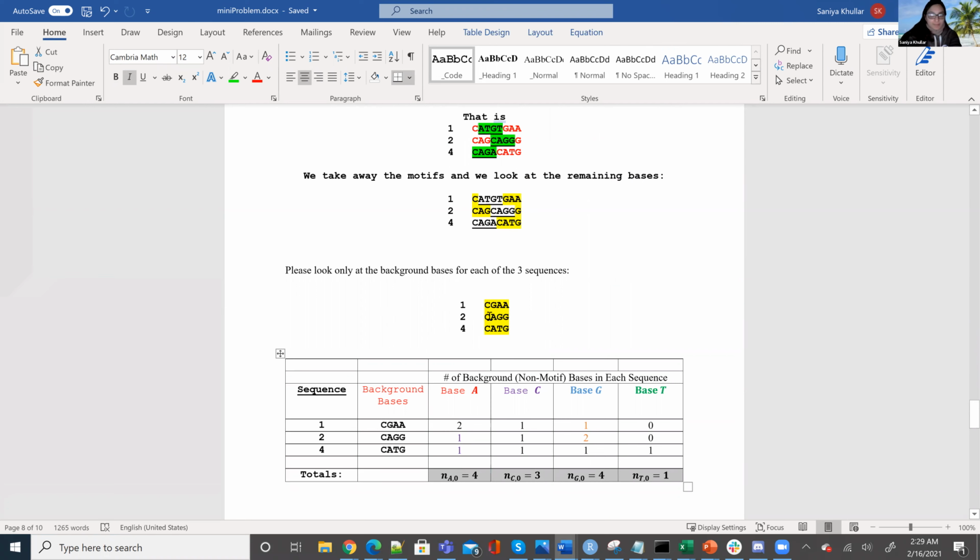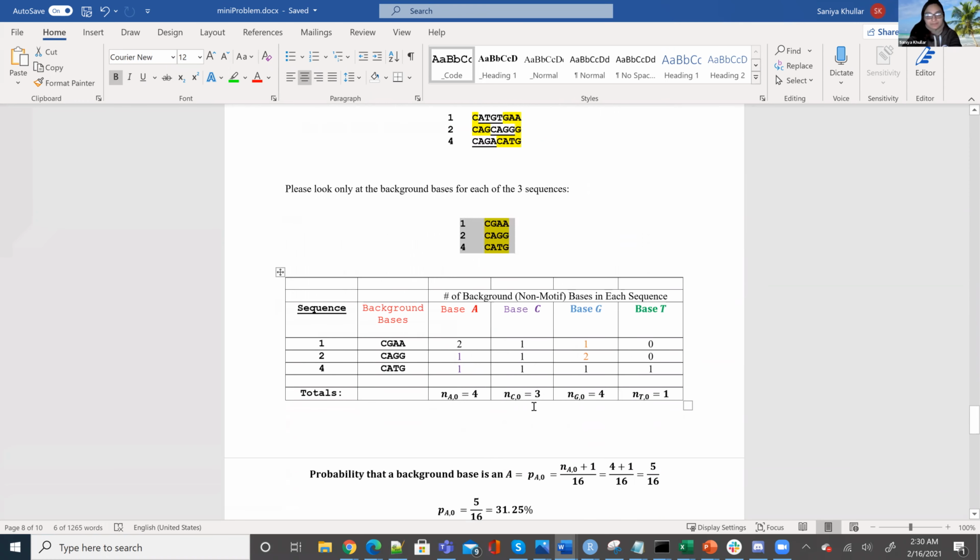The position does not matter. So here we see 1 T, so that will be 1. We see 4 G's here, so this should be 4. We see 3 C's, so this should be 3.